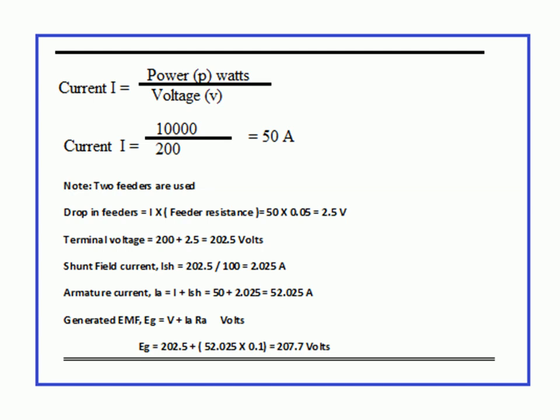Shunt field resistance is given as 100. Therefore, field current is 202.5 divided by 100, the terminal voltage. Armature current, again you can add by KCL, Ia equal to I plus ISH. Then generated EMF, Eg equal to V plus IaRa. Already we know how to calculate Eg by knowing different formulas. This is the second equation.